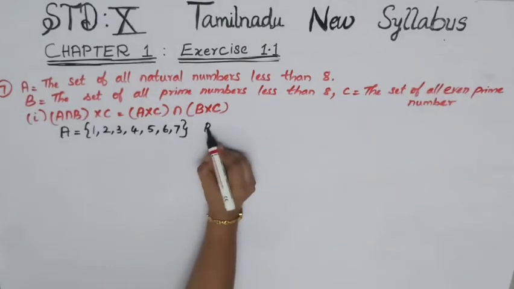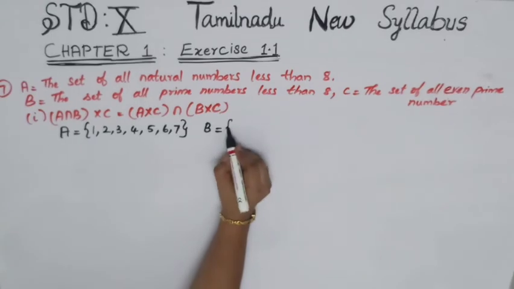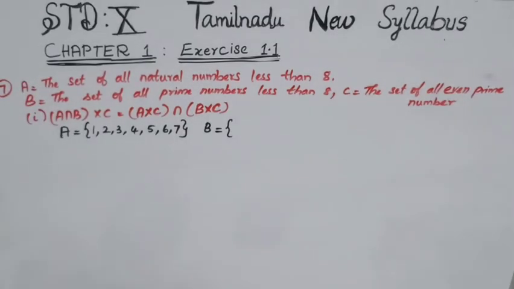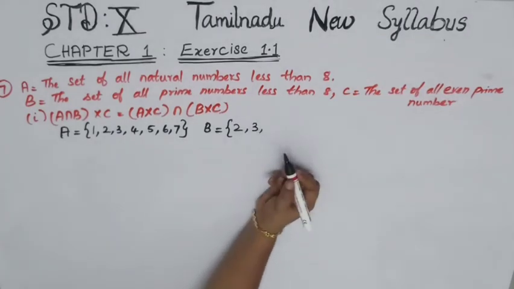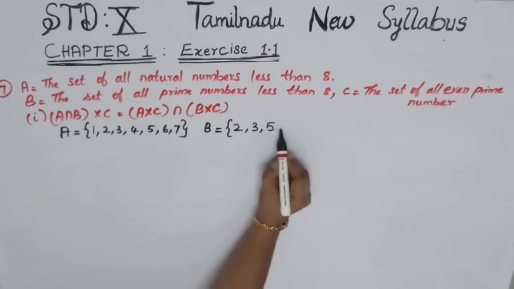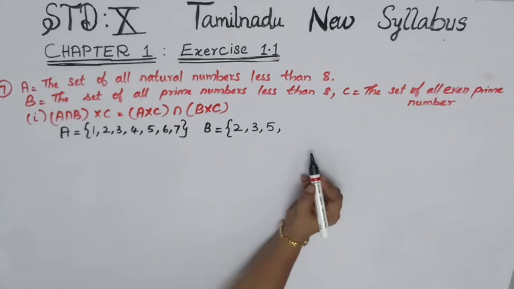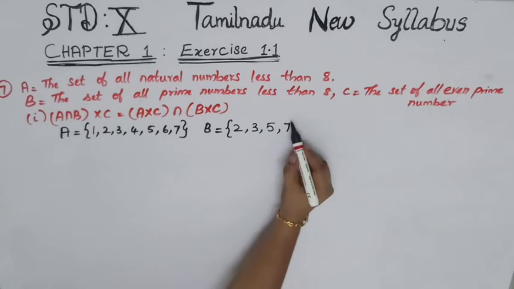Then B is equal to the set of all prime numbers less than 8. Prime numbers, as I told you in your second sum, are numbers divisible only by that number and 1. Starting with 1, 1 is neither a prime number nor a composite number, so you should not write it. We will start from 2. 2 is a prime number, 3 is a prime number, 4 is not a prime number because you can divide that by 2. Then 5 is a prime number, 6 is not a prime number, you can divide that by 3. Then 7 is a prime number. Up to 7 only you will have to find it, so with 7 you can stop.